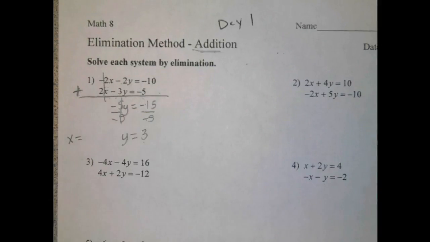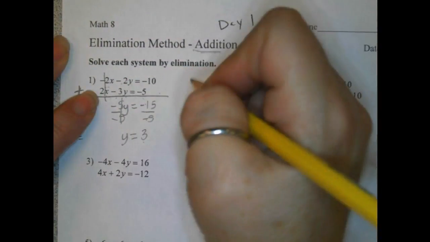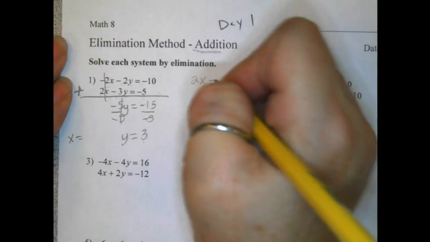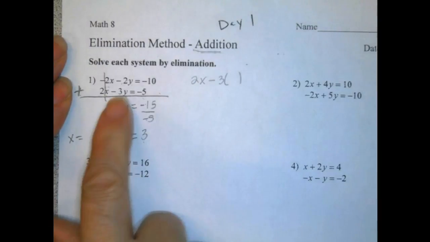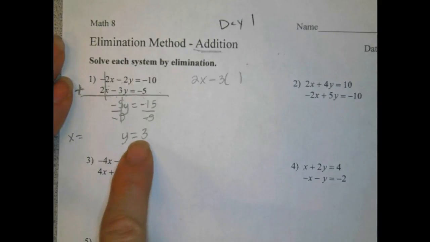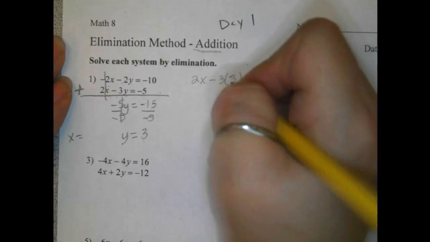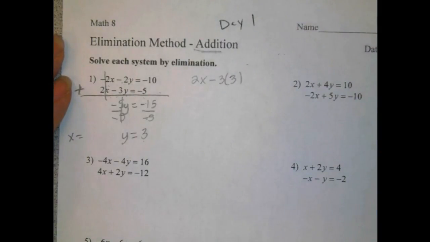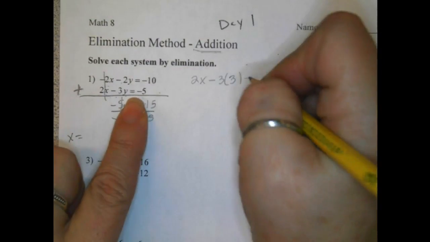Okay? So I'm going to go ahead and write this equation here. 2x minus 3, but I'm going to substitute y. Remember, what does y equal now? What does y equal? 3. Y equals 3. So instead of y, I'm going to put 3. And then I'm going to finish my equation. Equals -5.